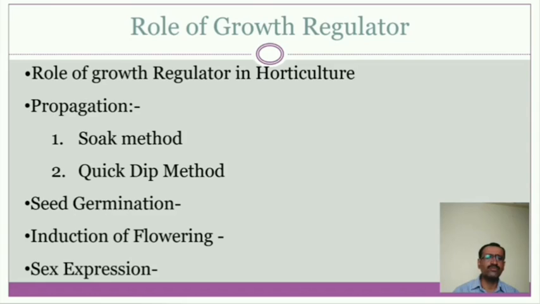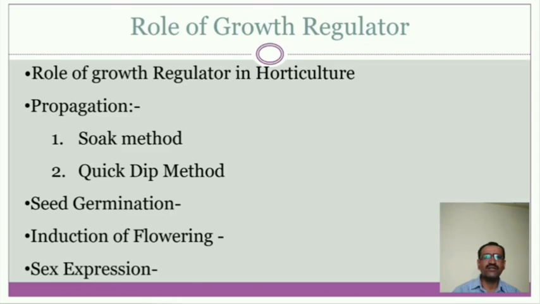These are also important growth regulators, and they play an important role in the growth of the plant. Here, this growth regulator is applied with the help of two methods. First one is the soak method, and second one is the quick dip method. In the soak method, prepare the solution of 10 to 100 ppm, and 12 to 24 hours are required to soak the material in the solution. That method is known as the soak method.